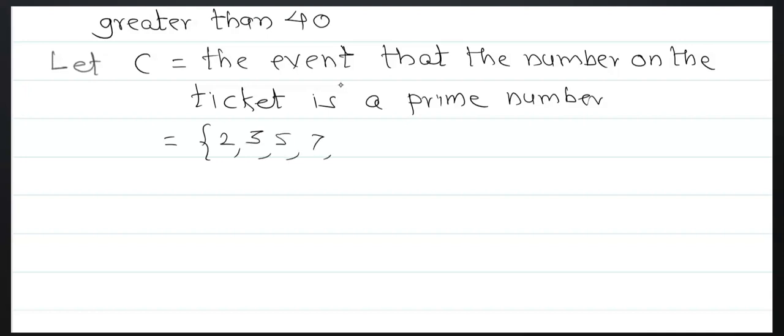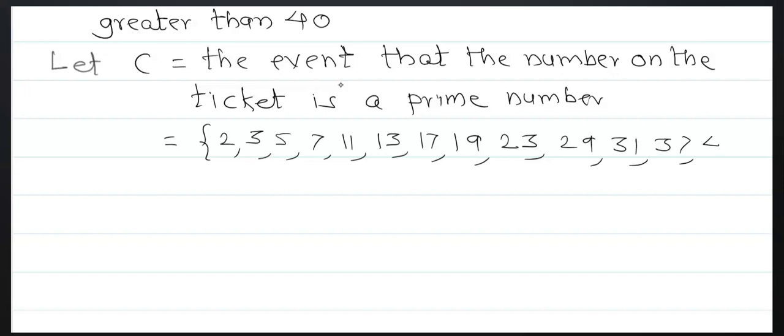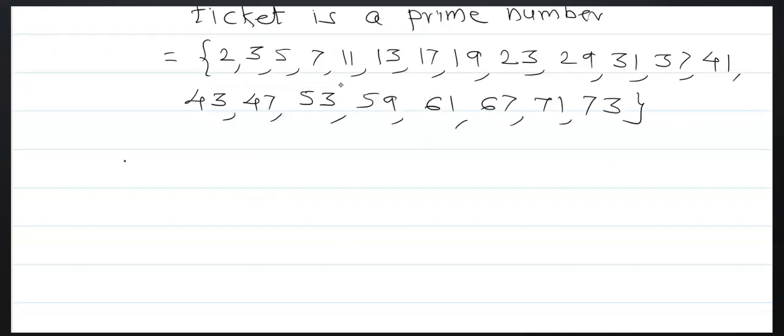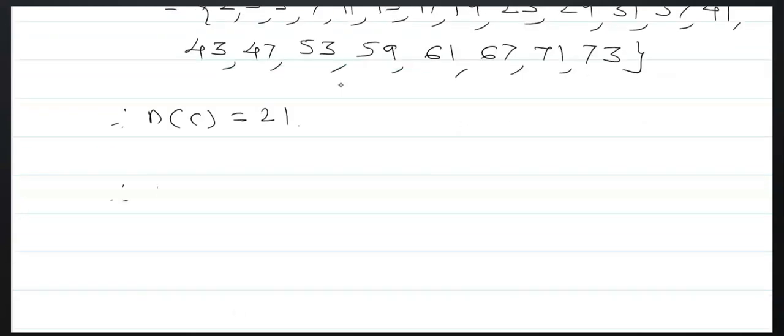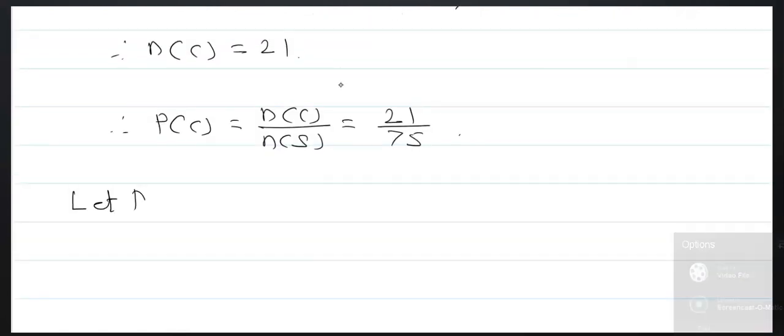The prime numbers are 2, 3, 5, 7, 11, 13, 17, 19, 23, 29, 31, 37, 41, 43, 47, 53, 59, 61, 67, 71, 73. n of C is equal to 21, therefore P of C is equal to n of C upon n of S, and that is equal to 21 upon 75.